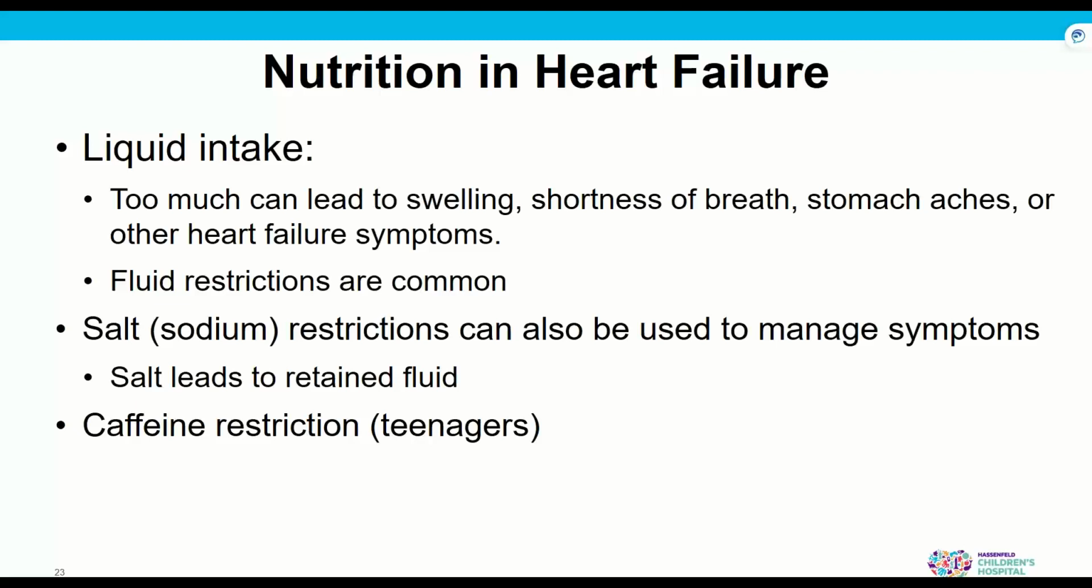And for some of our patients, especially our teenagers, we have to restrict caffeine. And that's a hard thing for some of our teenagers because they've grown up with caffeine intake as part of their daily regimen. And so for our patients, especially with hypertrophic cardiomyopathy, we have to educate about caffeine.